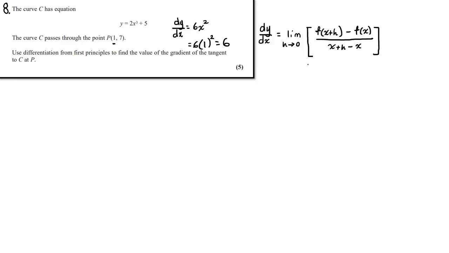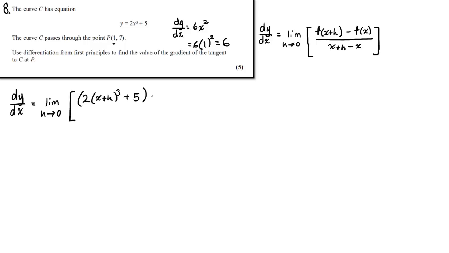So applying this formula here, we get dy by dx is equal to the limit as h tends to 0. And again, I'm going to use the square brackets here just to keep everything separated. So this is f of x plus h. In that case, that's going to be 2 lots of x plus h all cubed, just using our equation here for C. So that's curve C with this equation. So that's 2 lots of x plus h all cubed. And then don't forget the plus 5.